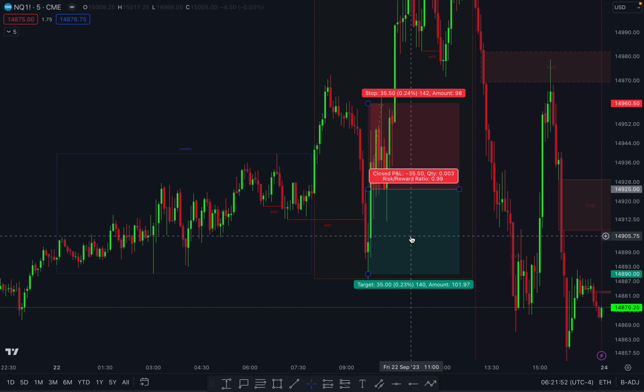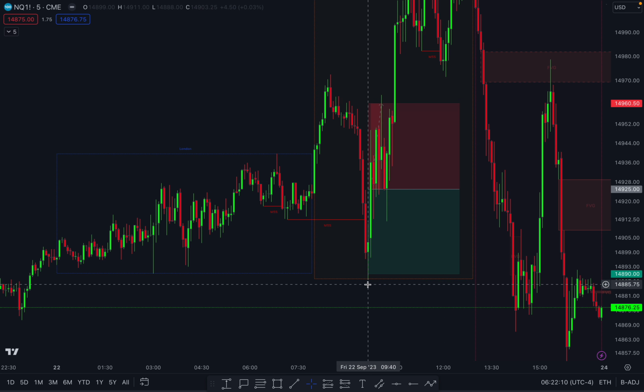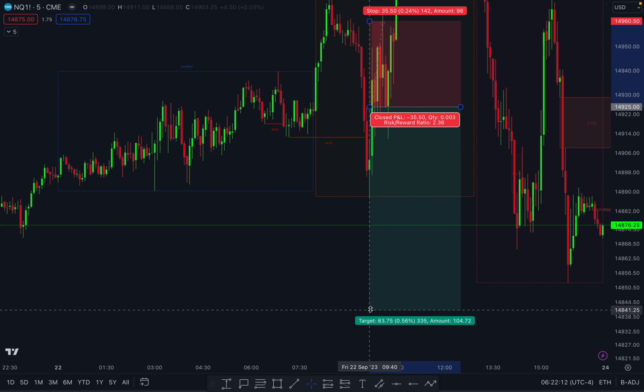That's problem number one. Problem number two, this is an RR of 1. It's not even 1, it's 0.99. You never take trades that are below 2 RR, okay? You can take partials at 1 RR, you can take partials at swing lows and highs, but your maximum trade should never be a trade unless it's 2 RR. 2 RR will be like something like this.